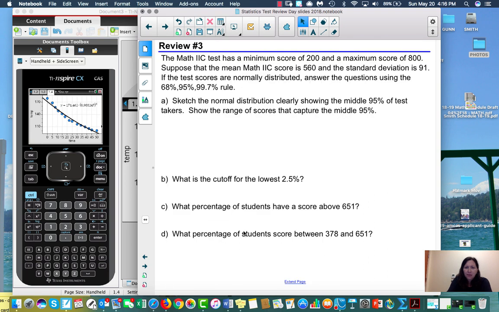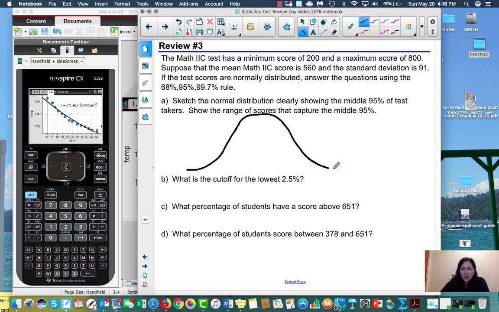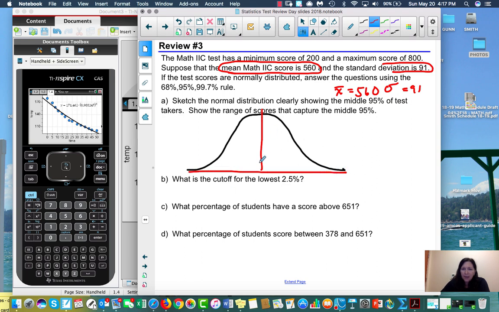Okay, and so graphing that, we're going to do this. All right, let's see what I have here. The mean score, so this is the important score right here. That's my mean. And this, the standard deviation. So I know that my standard deviation is 91, and I know my mean score is 560. So let's put that information here. We have the mean score right there. That's my X bar, which is going to be 560.